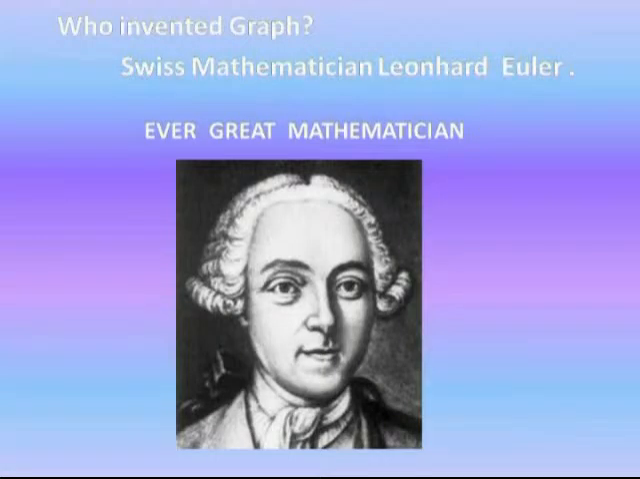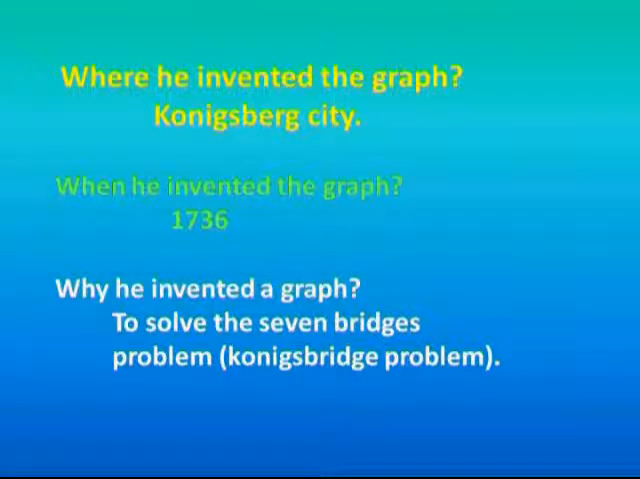Now, let us see who invented the graph. The great Swiss mathematician Euler invented the graph. For what purpose did he invent this graph? For solving the 7 bridges problem, he wanted to invent a graph theoretical approach to solve such puzzles. Where did he invent the graph? In Konigsberg city. And when? In 1736.